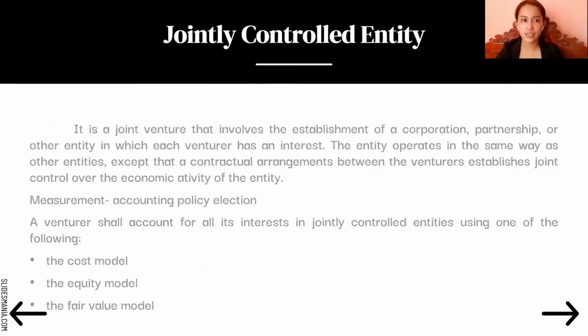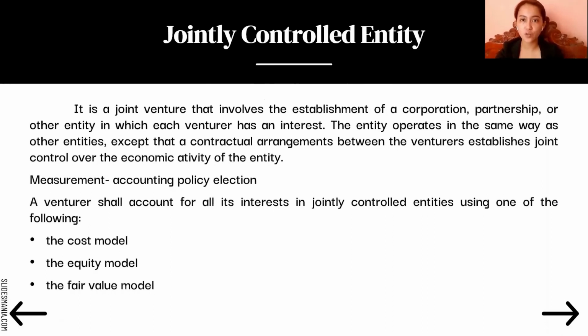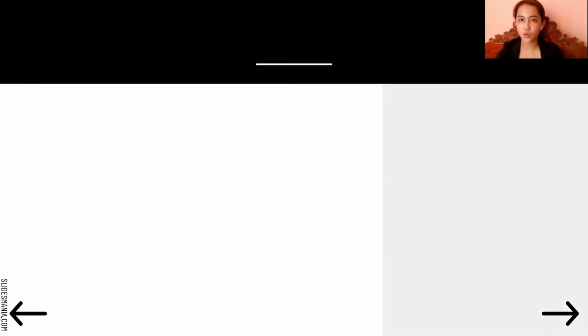Jointly controlled entity. It is a joint venture that involves establishment of a corporation, partnership, or other entity in which each venturer has an interest. The entity operates in the same way as other entities, except that a contractual arrangement between the venturers establishes joint control over the economic activity of the entity. Measurement. A venturer shall account for all its interests in jointly controlled entities using one of the following: the cost model, the equity model, and the fair value model.